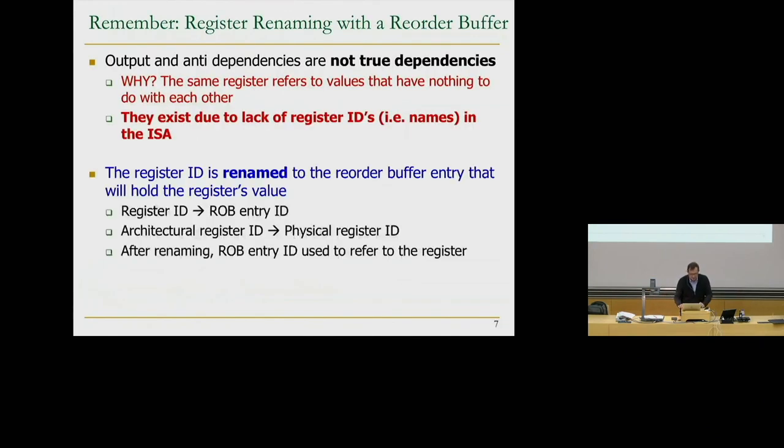Okay, so that's why we eliminated, and I already talked about this. Essentially, what we've done is we mapped the register ID to a reorder buffer entry ID. Or you can think of this as architectural register ID is mapped to a physical register ID. And after renaming, reorder buffer entry ID is used to refer to the register. That's going to be the name of the register.